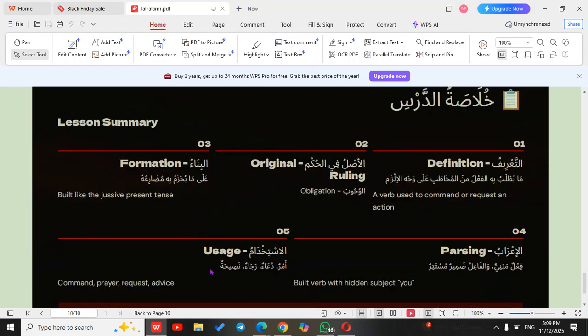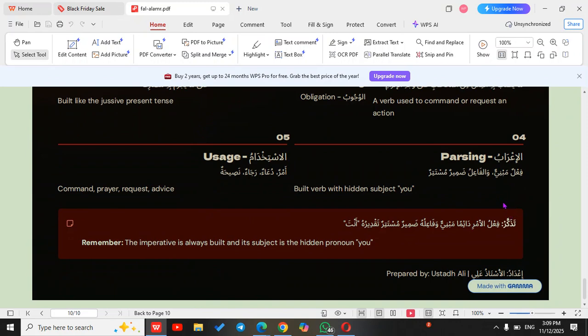The fourth one is al-i'rab, parsing: fi'lun mabniyun wa fa'iluhu damirun mustatir. The last one is al-isti'mal, usage: amr, du'a, raja', nasihah, and so forth. So tadhakkar, remember: fi'lul amr is always built and its subject is a hidden pronoun, which is you.